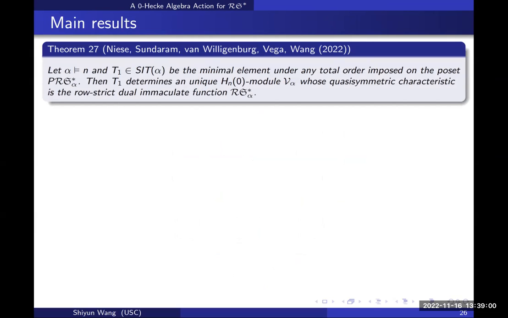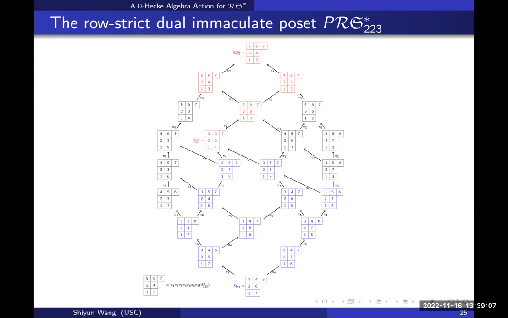And also we can recover the original dual immaculate function from our poset. In that way, you just take the top element and then you take the dual of the poset, you generate it again, and the characteristic of that dual poset of this would be the dual immaculate function.